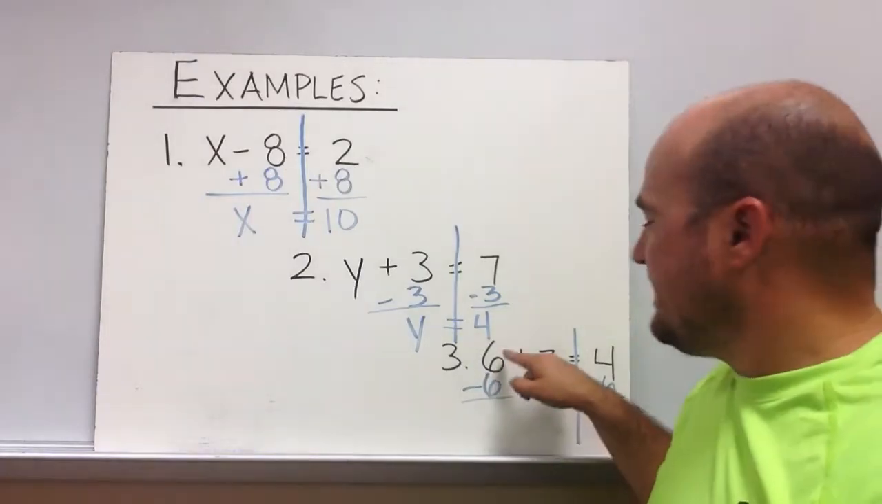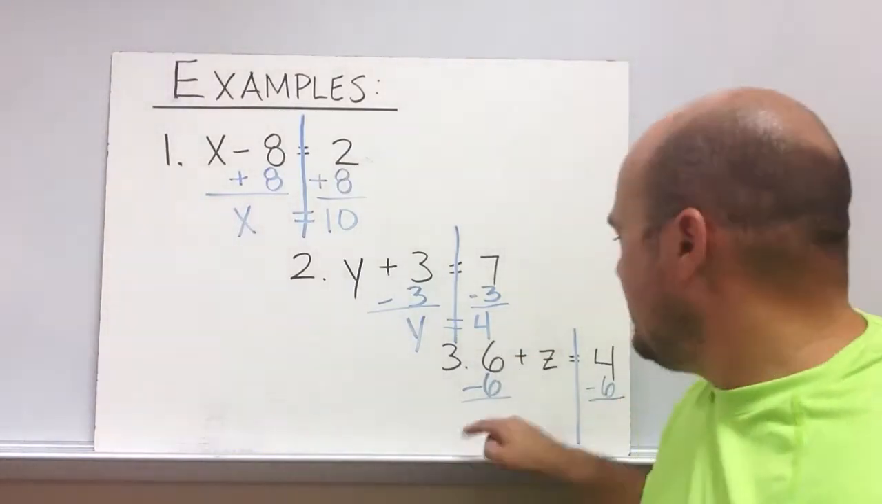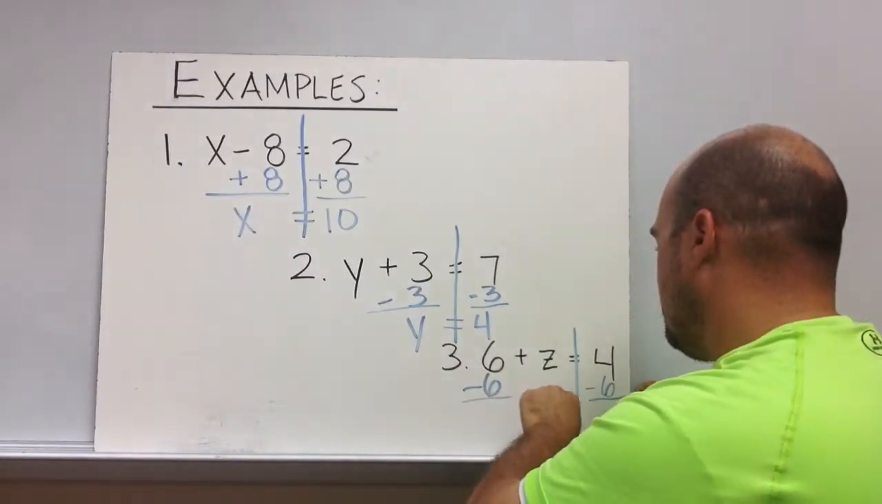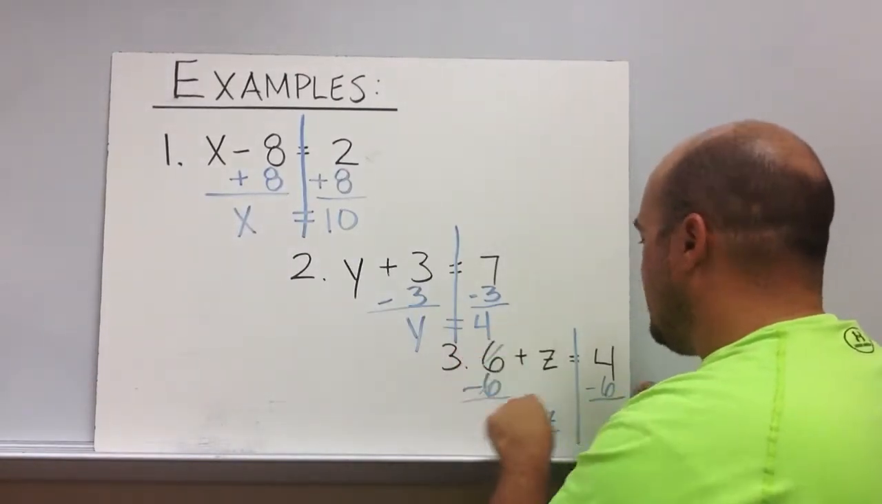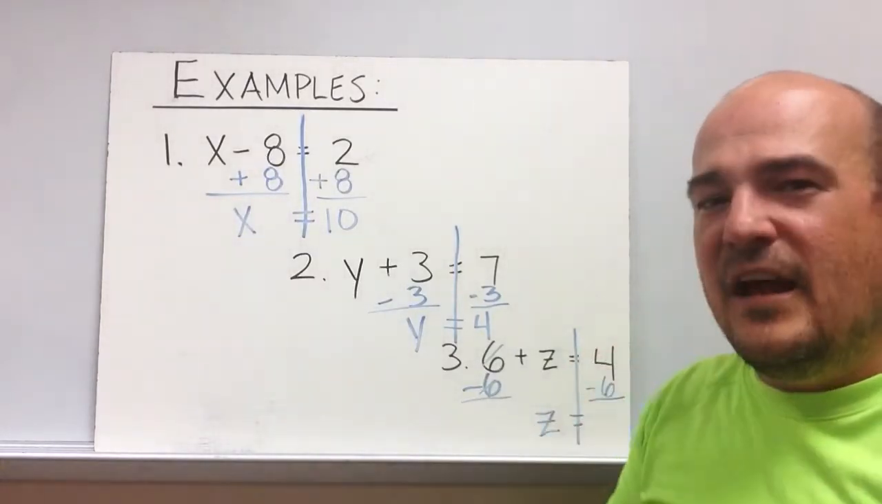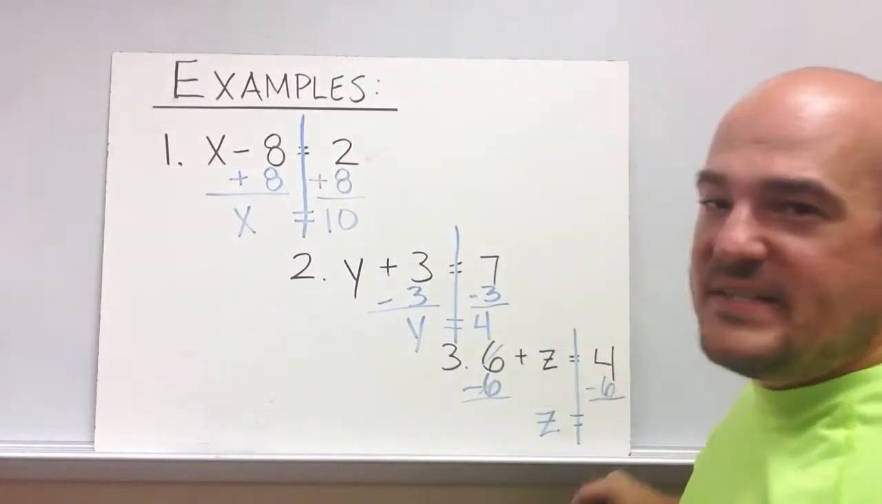On the left side, 6 take away 6 is 0, and 0 plus z is just z, so I'm going to leave my z over here. Those cancel out. I still have my equal sign, and then I have 4 take away 6.